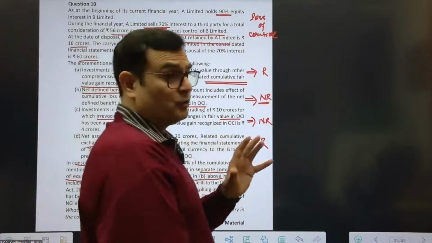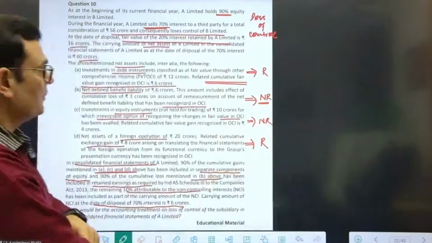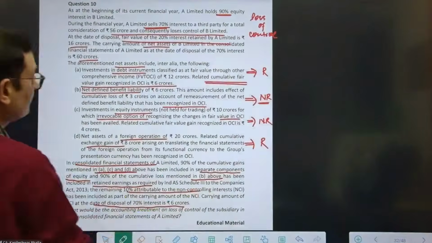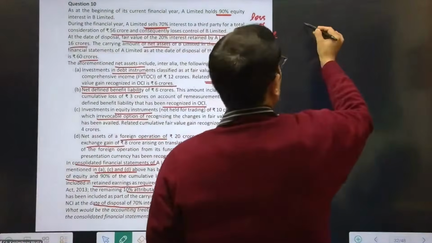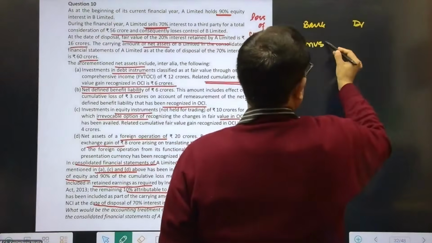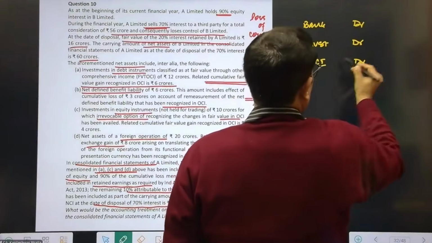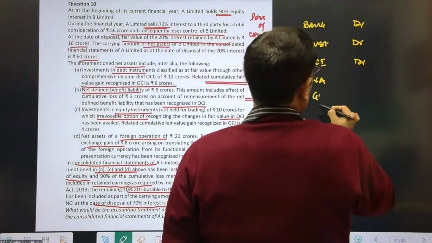So we need to put two different sets of entries. One is putting a reverse entry for acquisition accounting, and then the proportionate amounts in OCI to be transferred to P&L or RE as the case may be. So let's, I think, first begin with the reversal entry. So we'll first put the entry: bank gets a debit, investment retained if any gets a debit, NCI gets a debit, net assets and goodwill gets a credit.